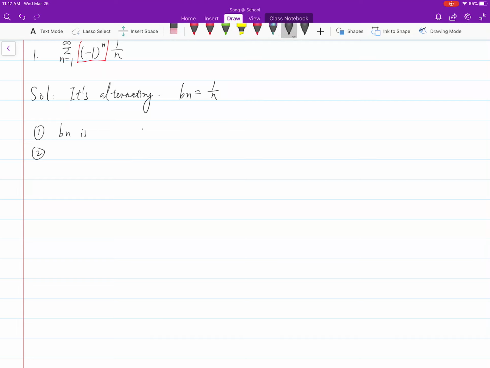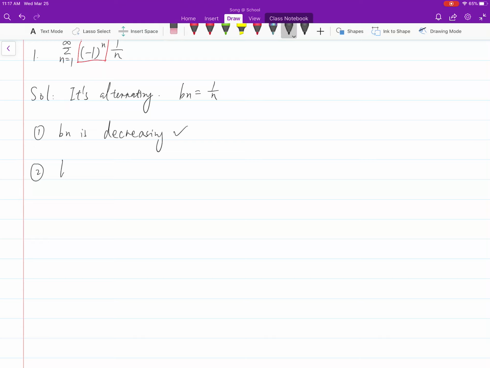Check yourself, is 1 over n decreasing? Piece of cake, right? The bottom keeps increasing. Okay, so the whole thing, after you flip it, it is decreasing. So check. Okay.